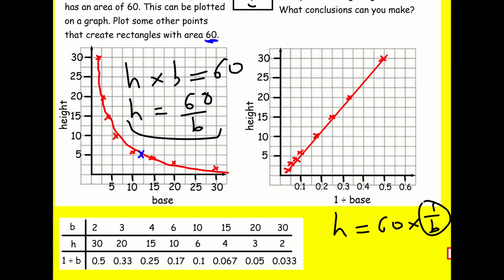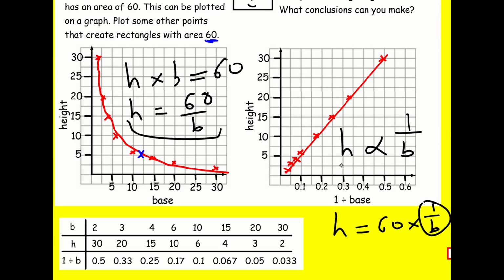So what we have is that h is not directly proportional to the base, but it is directly proportional to 1 over the base. And that is what we actually mean by inverse proportions. I'm going to say that again. If h is directly proportional to 1 over the base, then h is inversely proportional to the base, and vice versa. If I tell you that h is inversely proportional to the base, then you can write this down straight away.